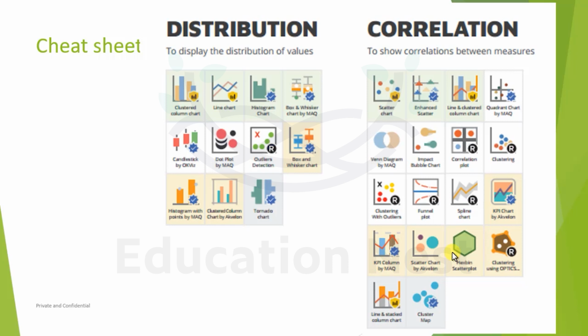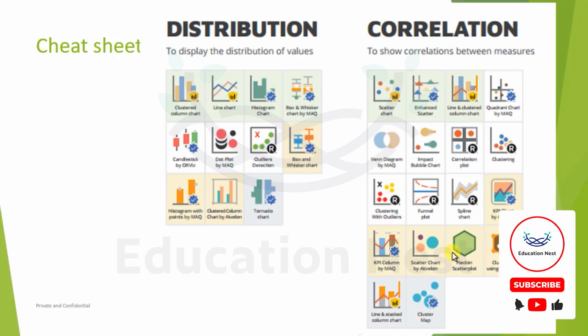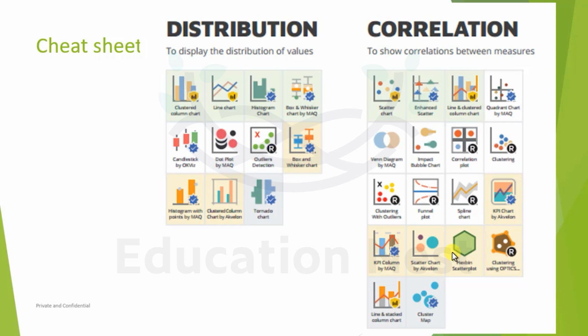Then there is a histogram chart, then there is a box and whisker chart, a candlestick chart that we by now very well know where it is used, a dot plot, a typical thing where one falls over the other. Then there is a scatter plot detection chart. Then there is another clustered column and tornado chart. So basically, when you want to show something as a distribution of values over a period of time or any other measure, that can be done using these charts.